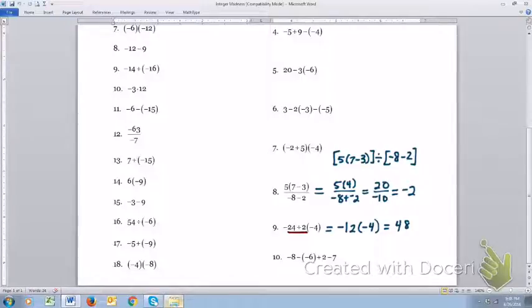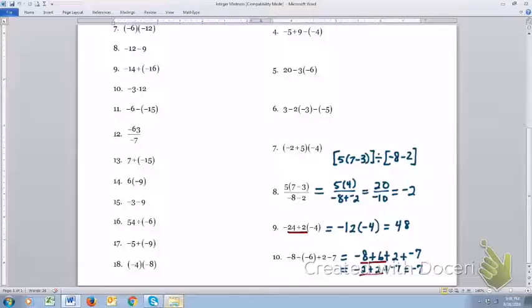On number 10, let's go ahead and add the opposite here. So this becomes negative 8 plus positive 6 plus 2 plus negative 7. So we'll go from left to right, negative 8 plus 6, and that's going to be negative 2 plus negative 7. Notice negative 2 and a positive 2 are going to add up to 0. So 0 plus negative 7, you're going to get negative 7.